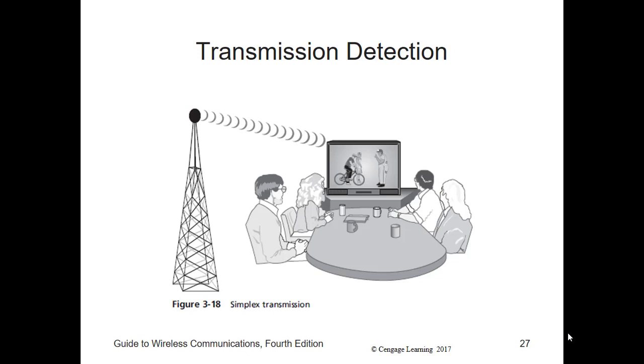A broadcast TV is an example of a simplex transmission. Signal goes from a transmitter to the viewer's TV, but the viewer is pretty much not communicating back to the television station, okay? Except for broadcast radio and television, simplex is rarely used in wireless data communications today. That's because the receiver is unable to give the sender any feedback regarding the transmission itself.